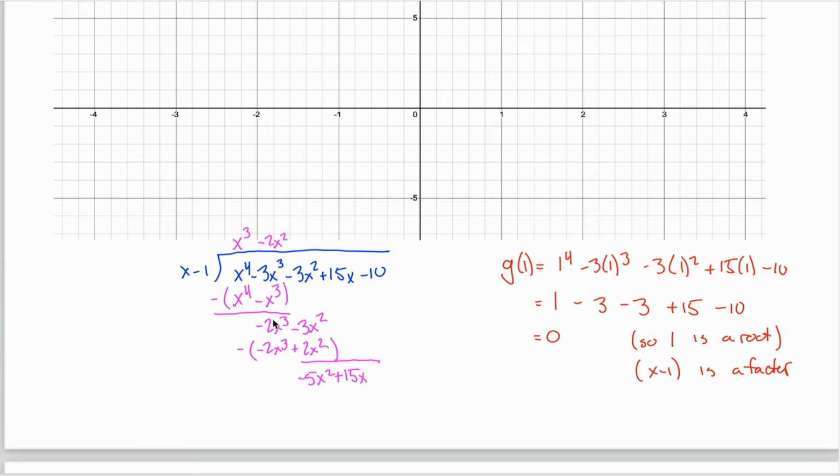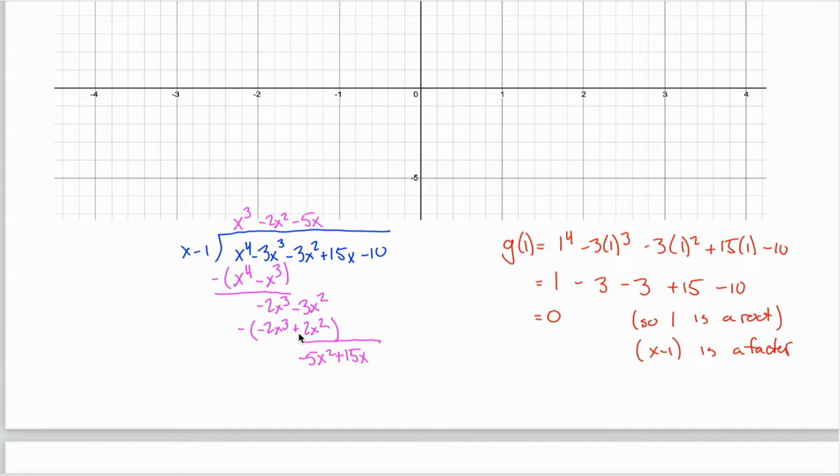Instead of trying to get rid of the negative 2x cubed, it's now negative 5x squared that I'm trying to get rid of. So to get rid of that, I'll toss a negative 5x up here because negative 5x times x minus 1 gives me the negative 5x squared that I was looking for, and it also gives me a 5x. When I subtract, the x squared column goes away, and 15x minus 5x is just 10x. I bring down this negative 10.